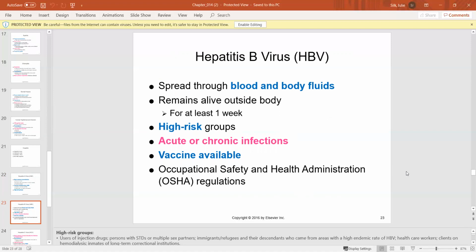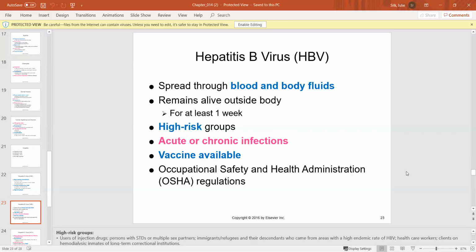All right, there is also hepatitis B. So we all should know about that because we all had to get our hepatitis B shots just to be in nursing. This is spread through blood and body fluids. It remains alive outside the body for at least a week. So you have acute and chronic forms of this infection. There is a vaccine, like we all know, because we all had to have it.